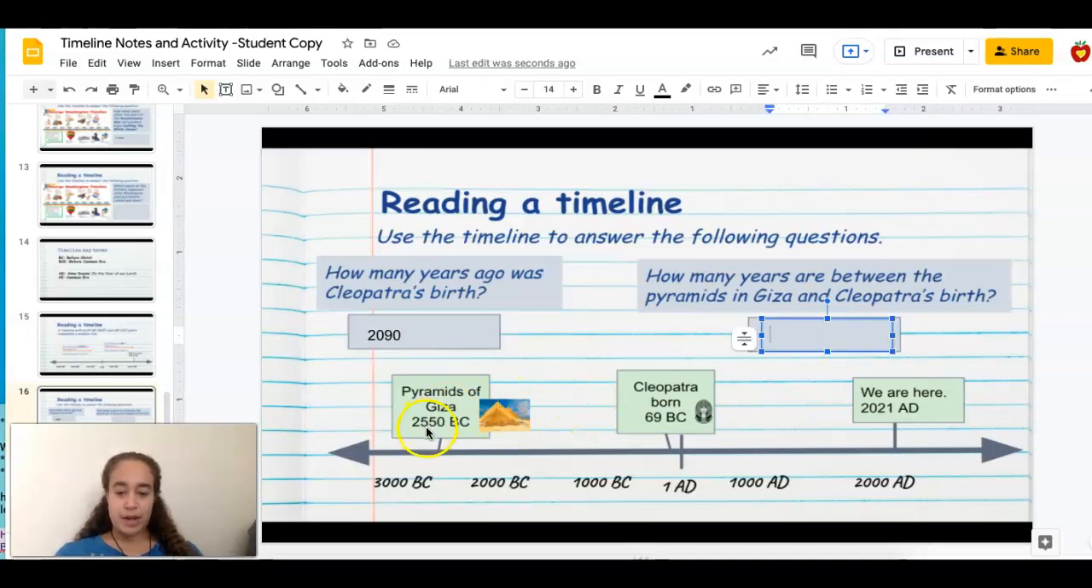This one was a subtraction question. How many years are between the pyramids of Giza and Cleopatra's birth? Well, the pyramids started to be built approximately 2550 BC. We subtract the 69 BC for Cleopatra's birth, and we end up with 2481.